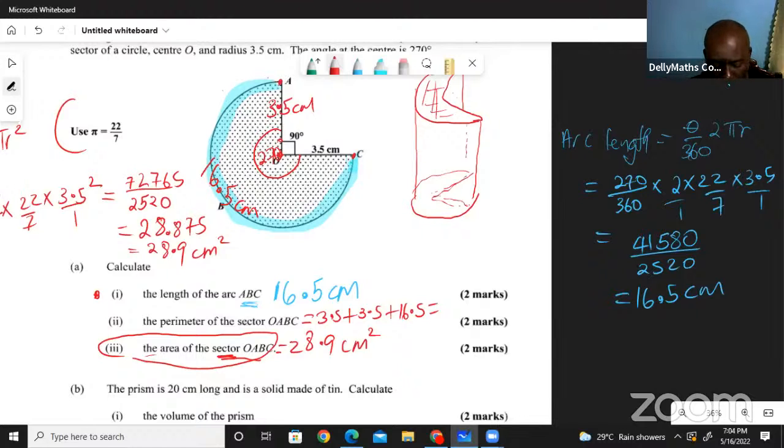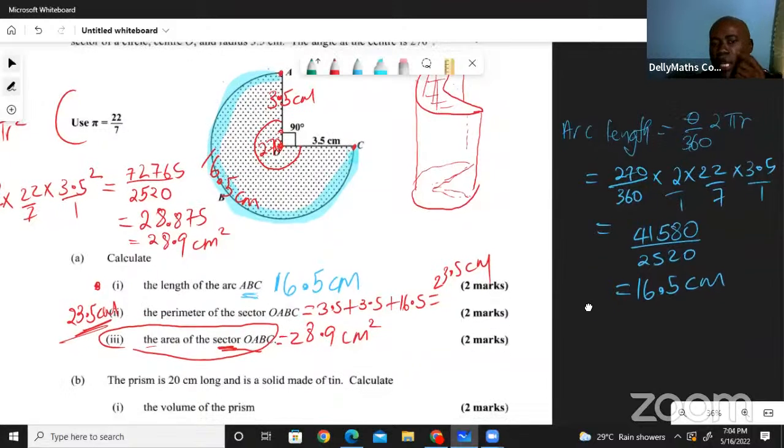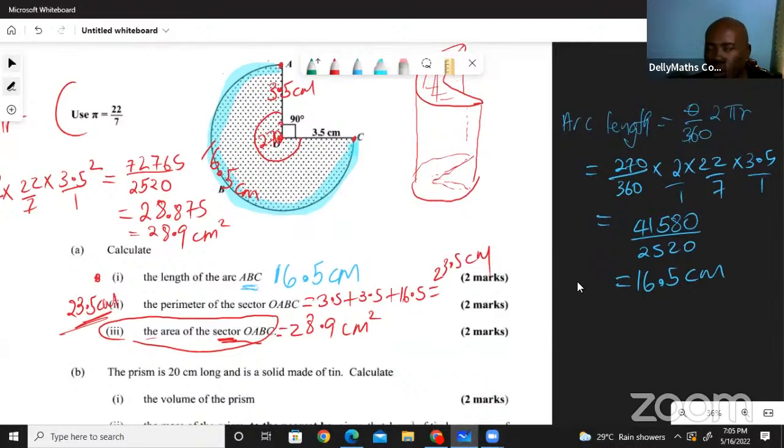So let us go 3.5 plus 3.5. Double check with me as we go. Plus 16.5, 7. So 23.5 sounds good to be that perimeter. 23.5 centimeters right there. All right, and the fact that we worked out the third question already, fine. So we're finished with that, 2 marks each for that part.